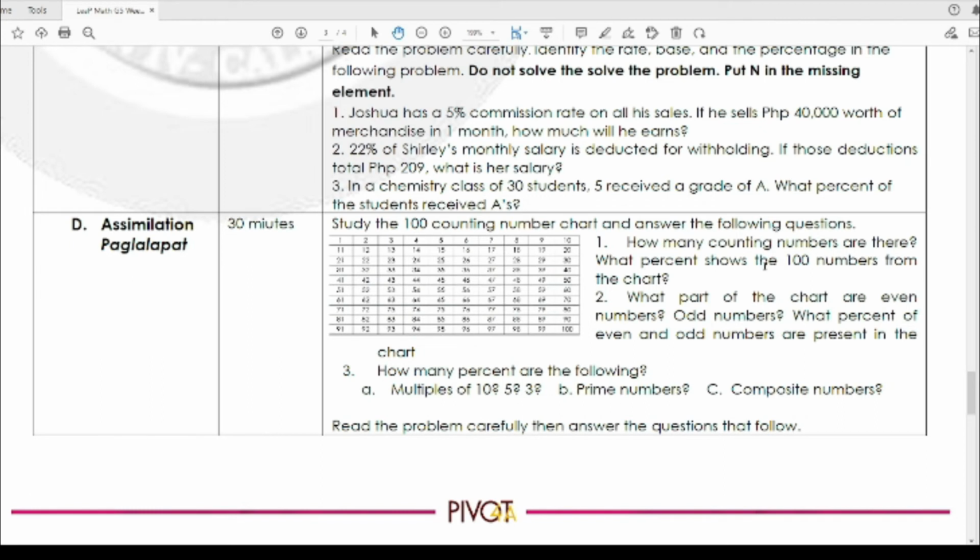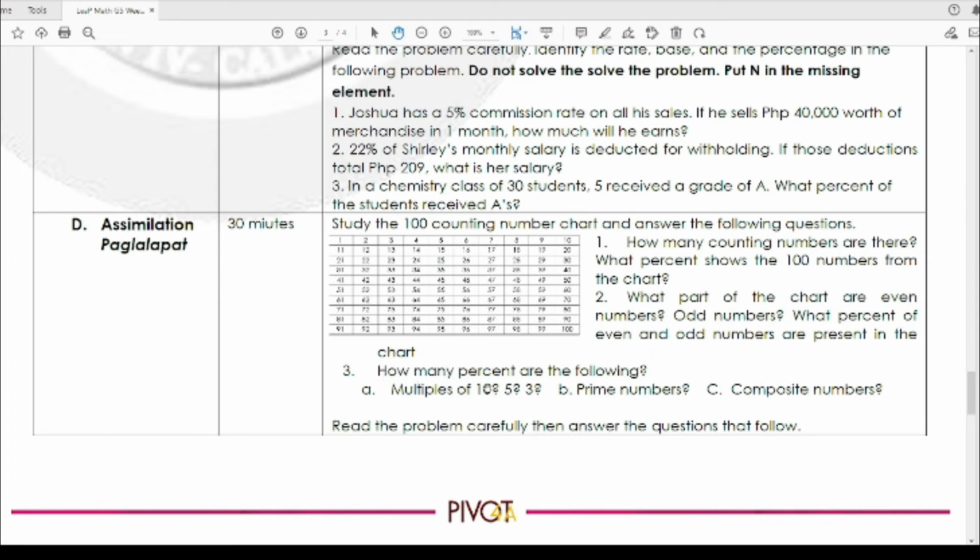What percent shows the 100 numbers from the chart? What part of the chart are even numbers? So you will see those even numbers from the chart. Odd numbers. What percent of even and odd numbers are present in the chart?